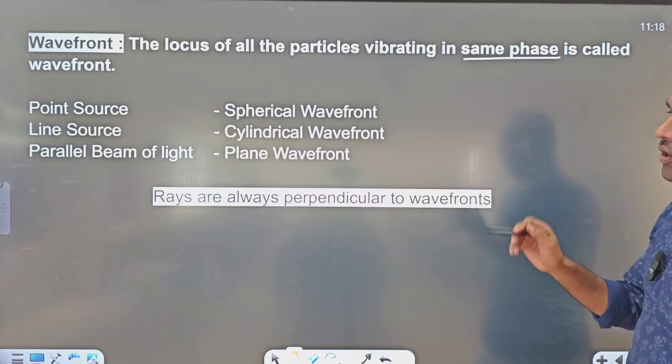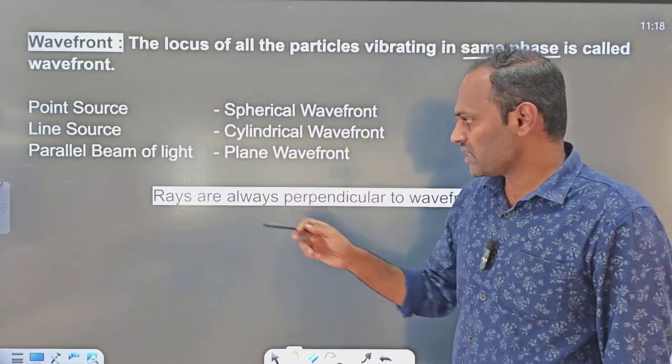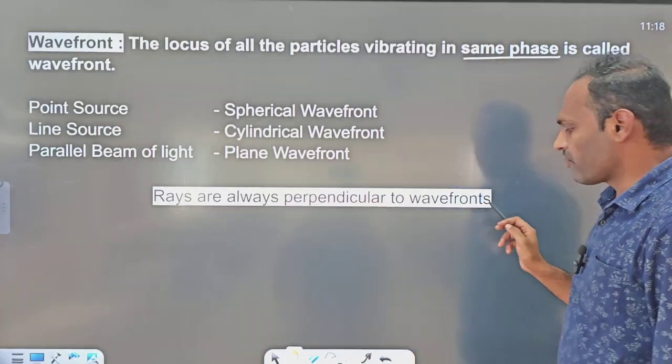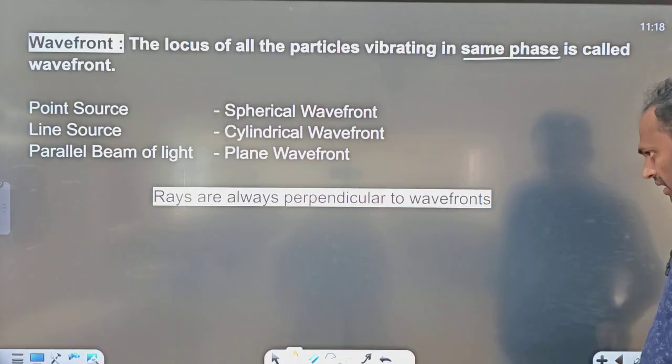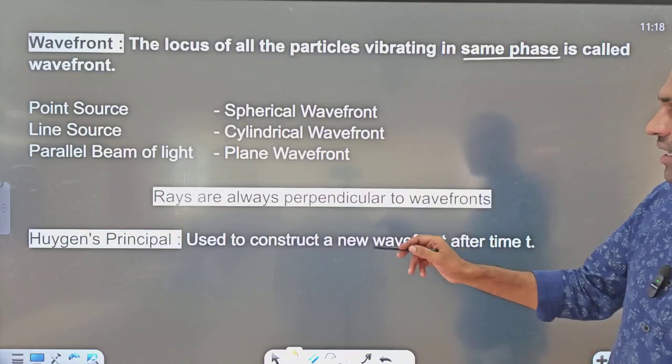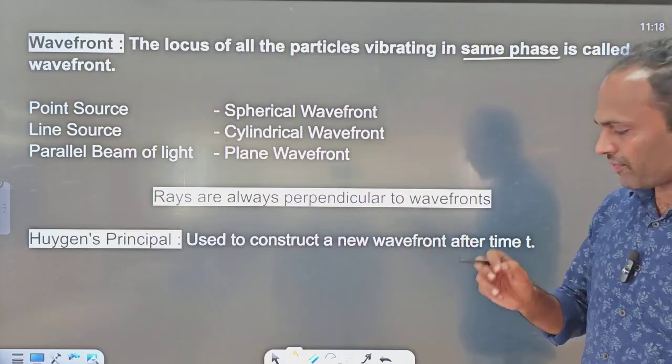Okay, next, how will the light rays be with respect to the wavefronts? Rays are always perpendicular to the wavefront. They are always perpendicular at every point of intersection, right? Next, Huygens principle. It is used to construct a new wavefront after time t.